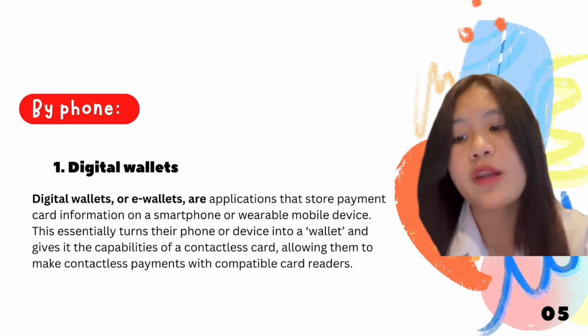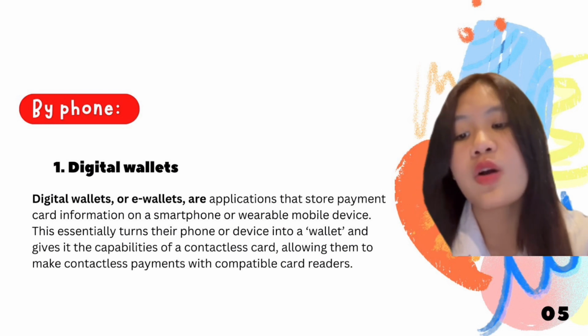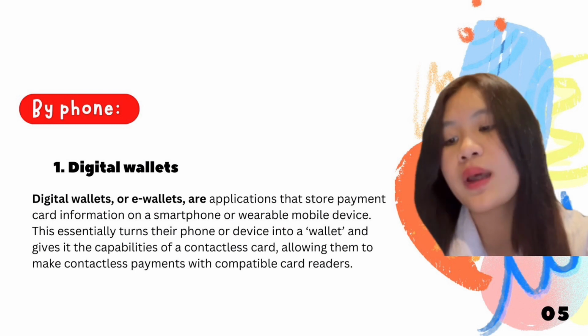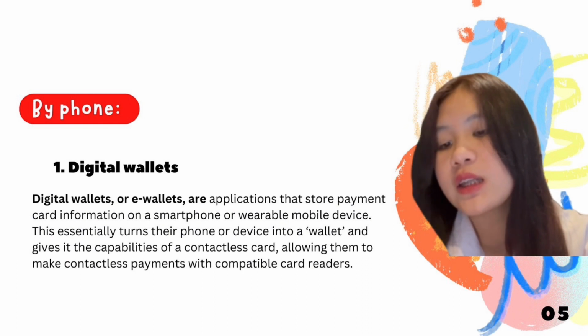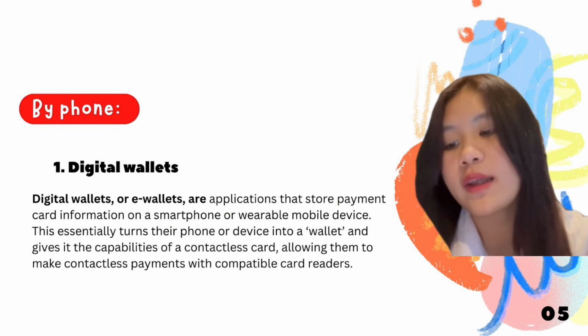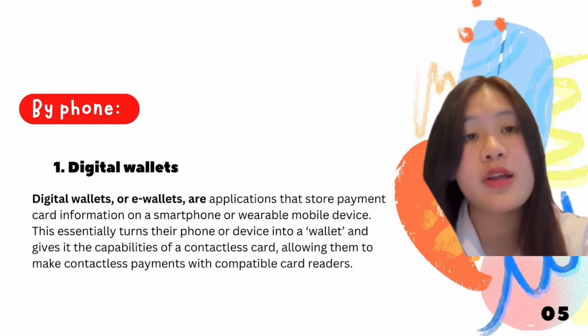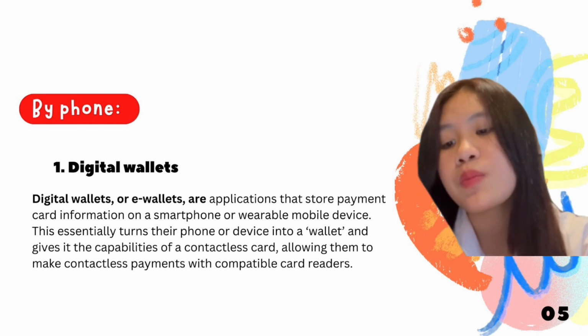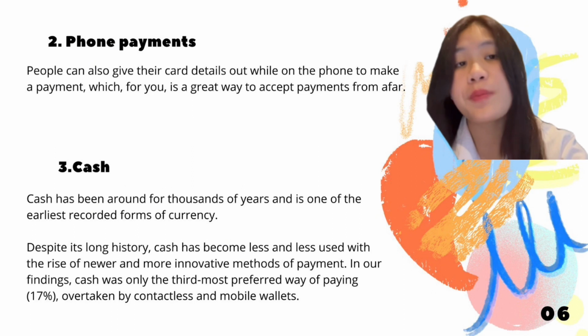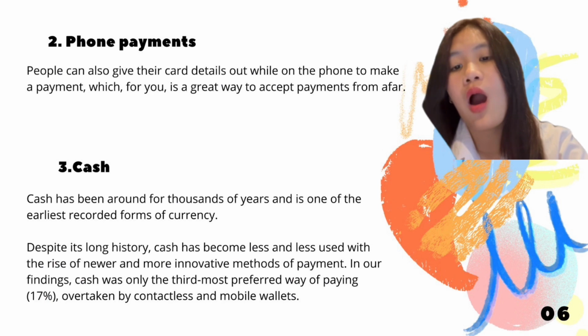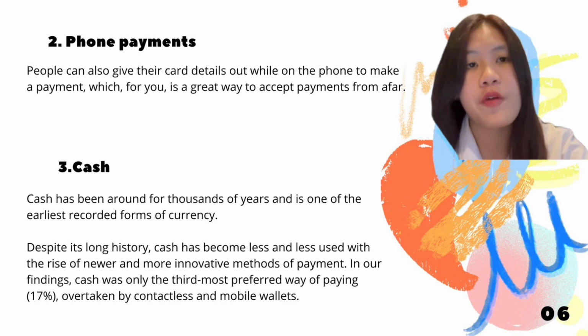By phone. 1. Digital wallet. Digital wallets or e-wallets are applications that store payment card information on a smartphone or other mobile device. This accessory turns their phone or device into a wallet and gives it the capability of a contactless card, allowing them to make contactless payment with a compatible card reader. 2. Phone payment. People can also give their card details out while on the phone to make a payment, which for you is a great way to accept payment from afar.